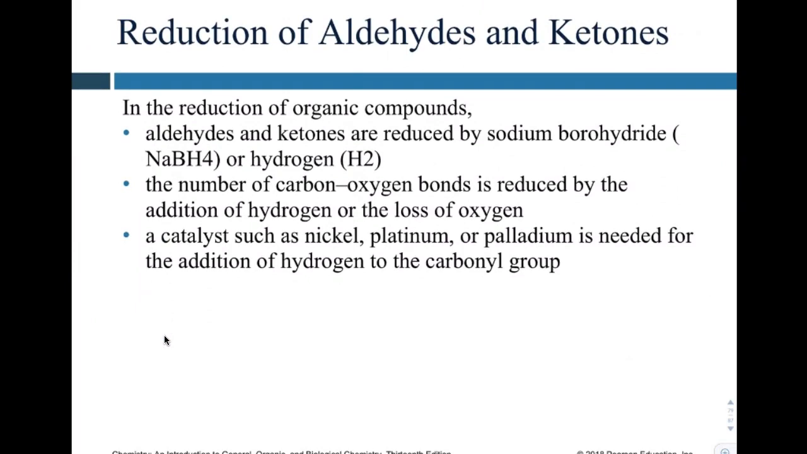So we have some reactions, as I'm finishing up here, some reactions of aldehydes and ketones. Aldehydes and ketones are reduced by sodium borohydride, NaBH4, or hydrogen. And so the number of carbon-oxygen bonds is reduced by the addition of hydrogen or the loss of oxygen. So we know that that is reduction, loss of O, add of H. And a catalyst is needed for the addition of hydrogen to the carbonyl group. So let's just look at some of these.